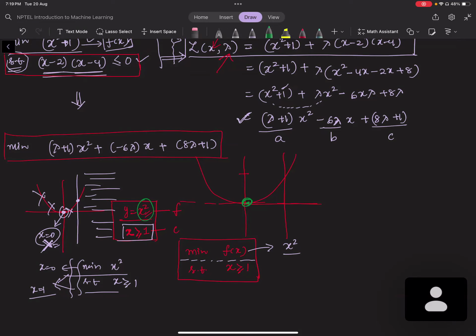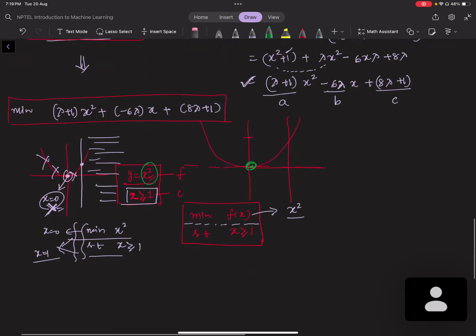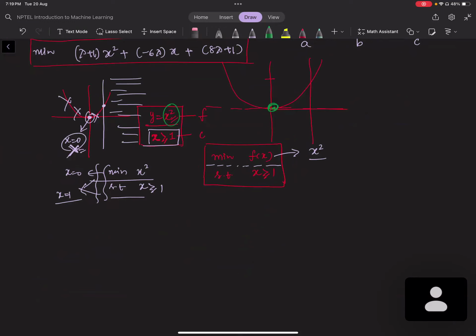So we need to find a way to solve for lambda. To solve for lambda, we need to find the dual objective. So what is the dual objective? The dual objective is the objective that solves for lambda. So the dual objective is g of lambda. To find g of lambda, we need to follow some steps.